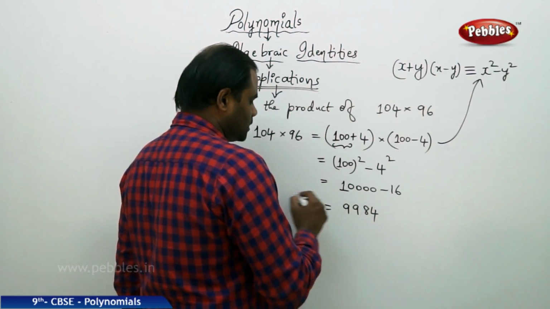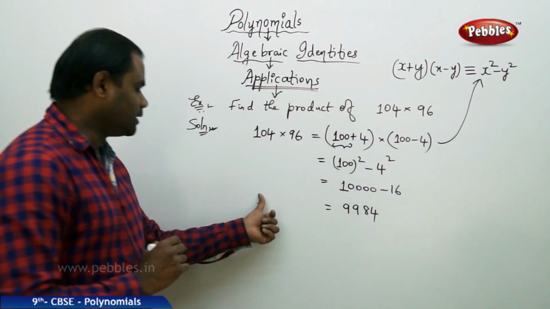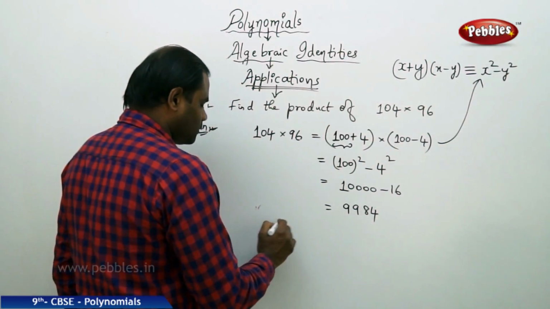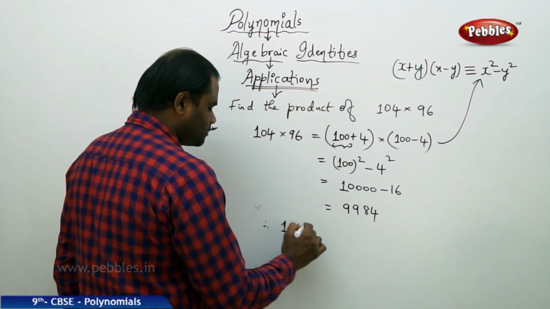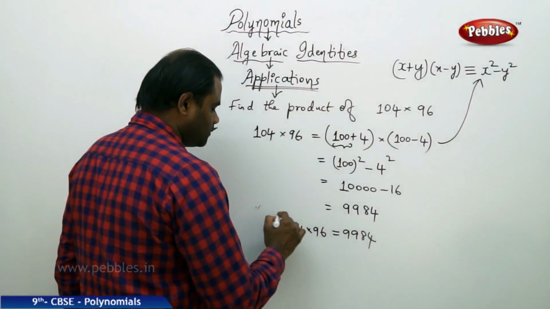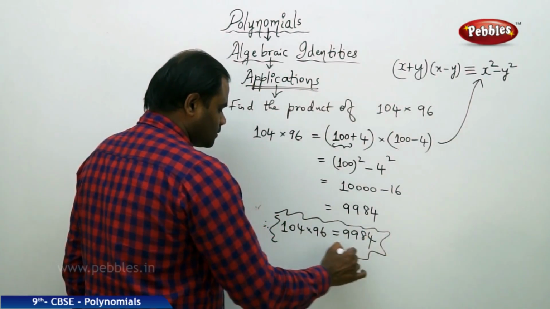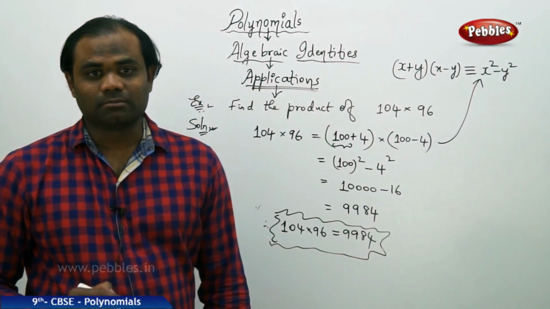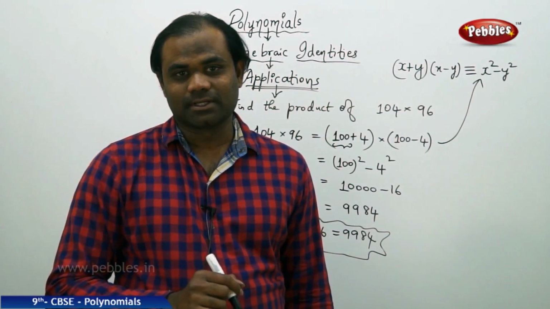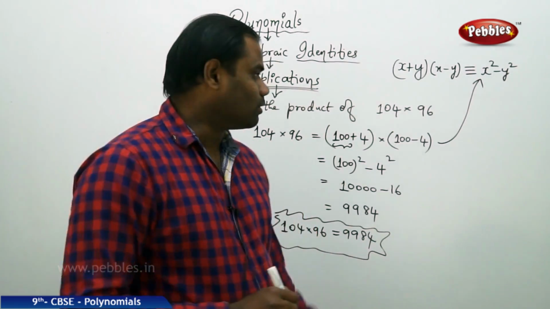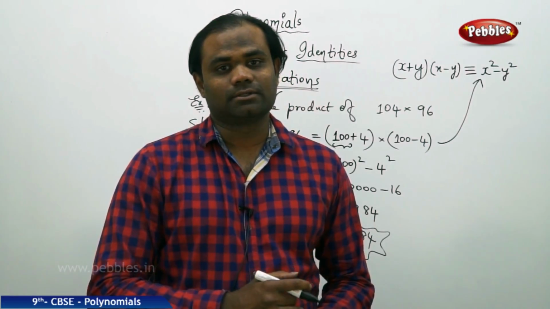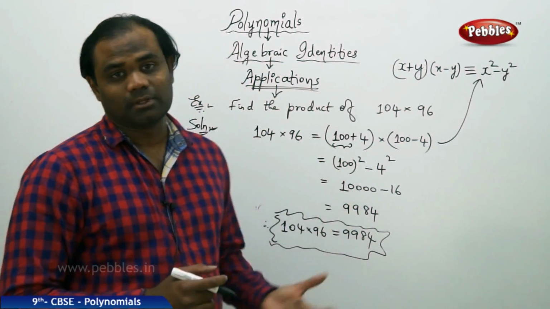9984 is the answer. Therefore, 104 times 96 is 9,984. This is very interesting because without using the general multiplication process, I can find the product of two big numbers using algebraic identities. This being one of the example cases.